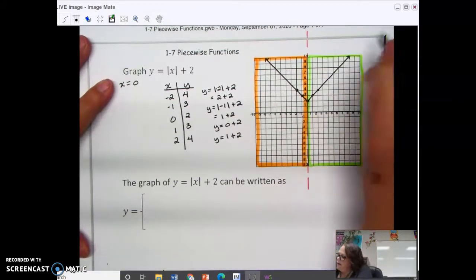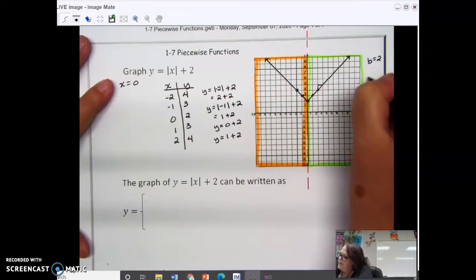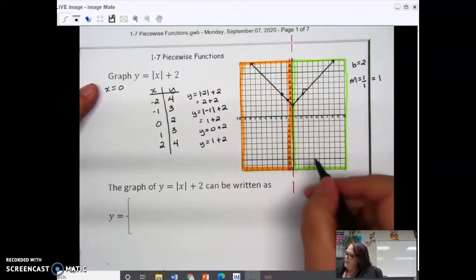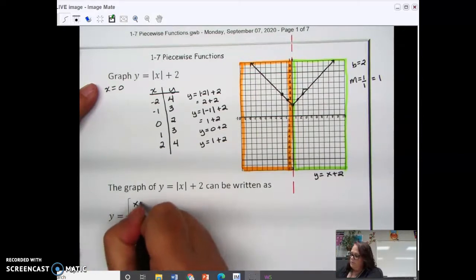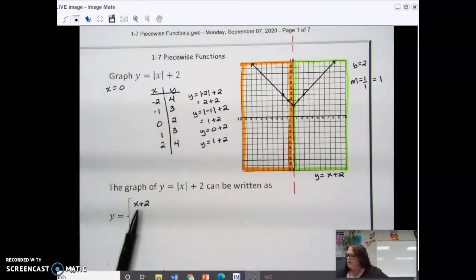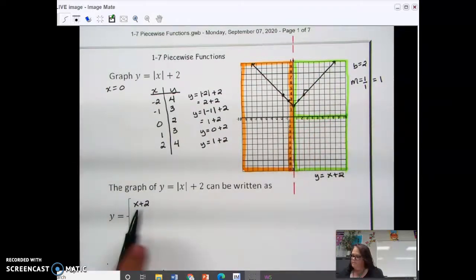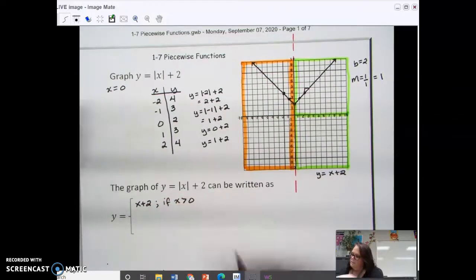So this green line here, I have a y-intercept at 2. And if I do my rise over run, that means my slope has a rise of 1 and a run of 1. So my slope is equal to 1. Okay, so this line is the line y is equal to 1x plus 2. So I can say y is equal to x plus 2 as long as I'm in this green domain. So does everybody see on the x-axis, this domain is talking about x values greater than 0. So this is saying if x is greater than 0.